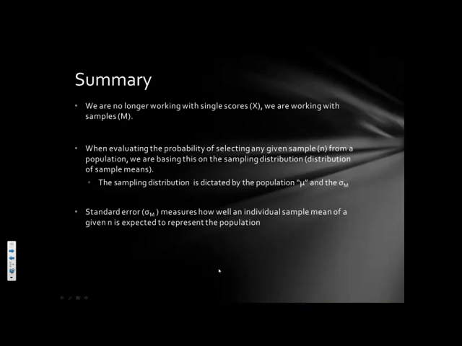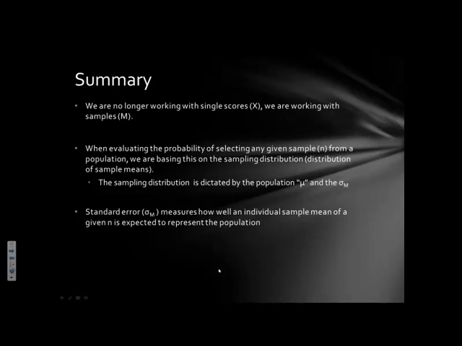So just as a summary of what this lecture covered, we're no longer working with single scores or X values. We're now focusing all of our attention on working with samples that have multiple X values within them. When evaluating how likely it is to select a given sample of a specific sample size from a population of all possible samples of the same size, we're going to be basing this probability or likelihood on the position of our sample mean along the sampling distribution. Remember, that sampling distribution just represents all of those possible sample means of that specific sample size from the population. We're no longer basing our probabilities on the population distribution. We're basing it on the sampling distribution.